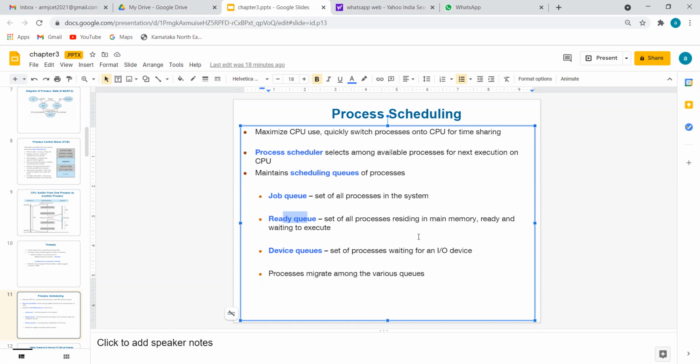Next comes device queues. This is a little important. Device queues means processes are waiting for an IO. See, I took the same example. C is equal to A plus B. I have written it like this: enter the value for A and B, scanf percentage d, ampersand A, comma, ampersand B. Then I wrote C is equal to A plus B. Then I wrote a printf, answer of C is equal to percentage d, C.